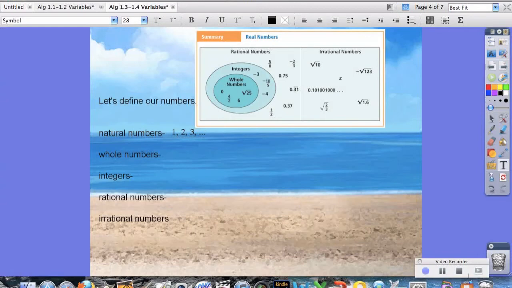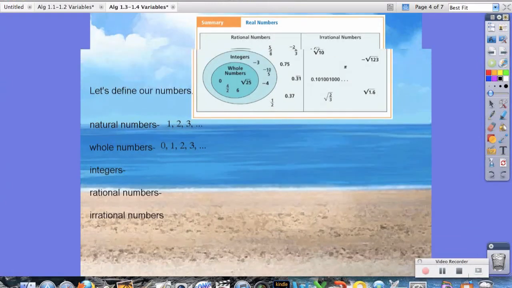Whole numbers are going to be natural numbers plus 0, because whole numbers let us know how many wholes, or in this case just whole numbers, that we have. So that would include 0, 1, 2, 3, etc. Notice the difference between natural and whole. Whole includes a 0, natural doesn't.